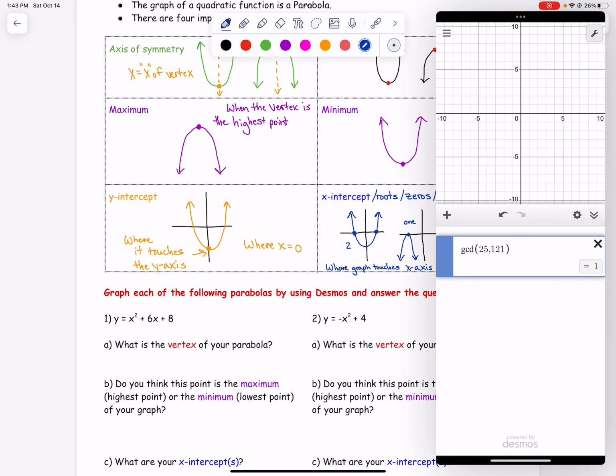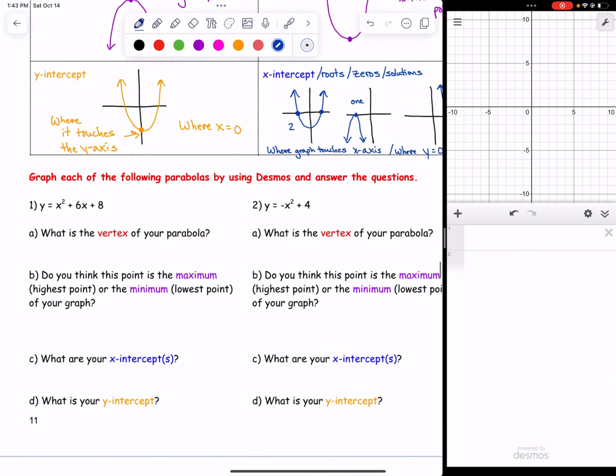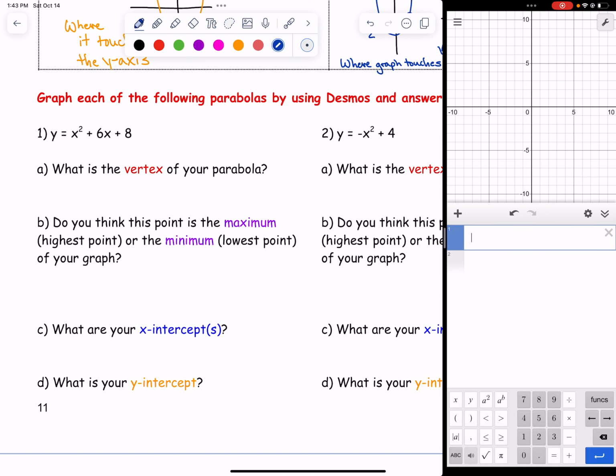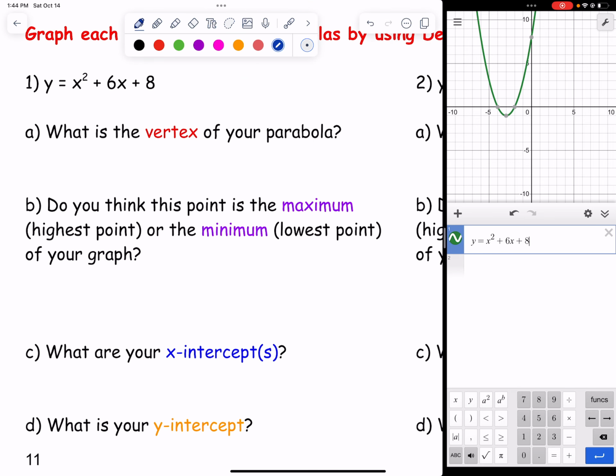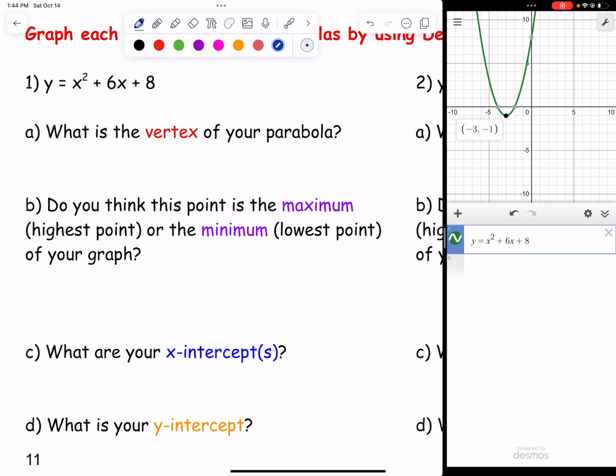So we're going to type in Desmos our example. We're going to graph y equals x squared plus 6x plus 8, just to show you an example. And we want to know what is the vertex of our parabola. Desmos is really nice because you can just click right on that point and write it down. So (-3, -1) is our vertex. Do you think this point is the maximum point, the highest point on the graph, or the minimum, the lowest point on the graph?